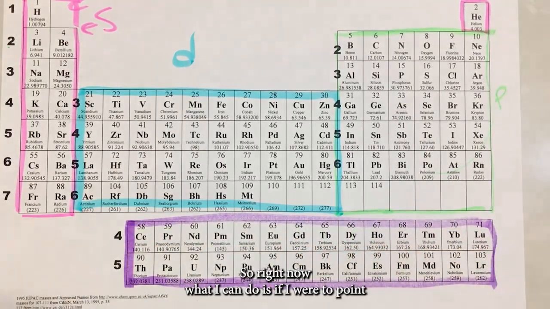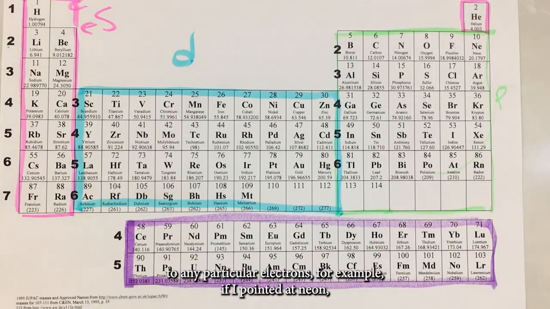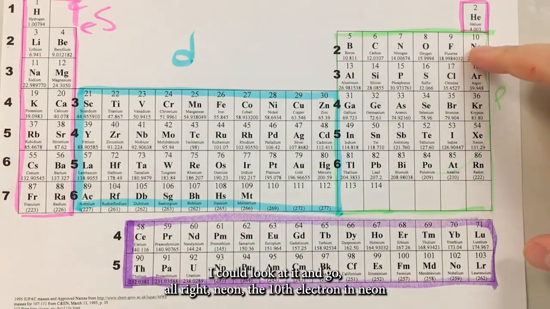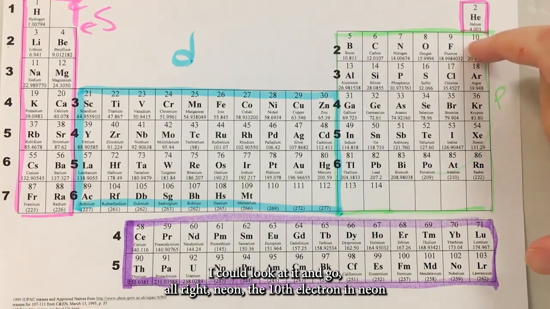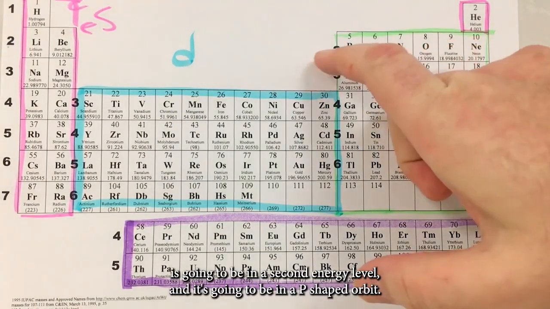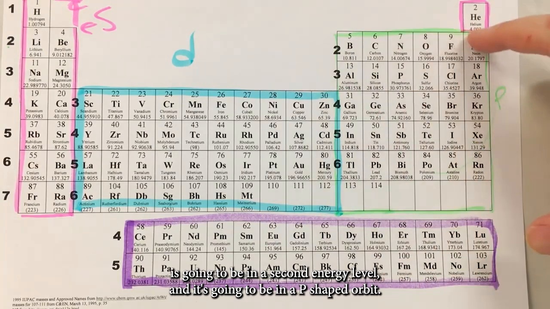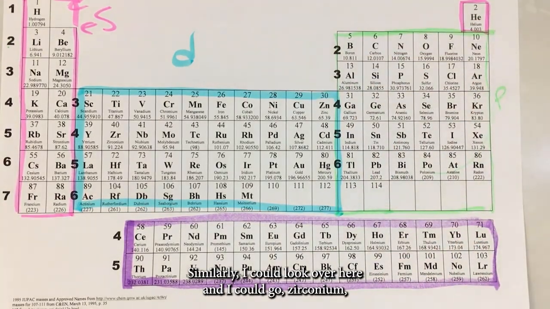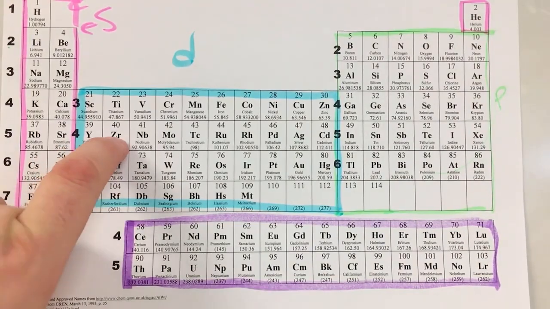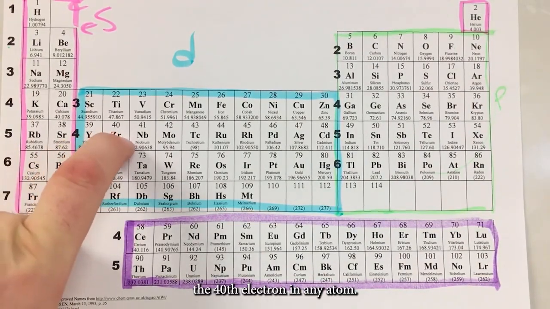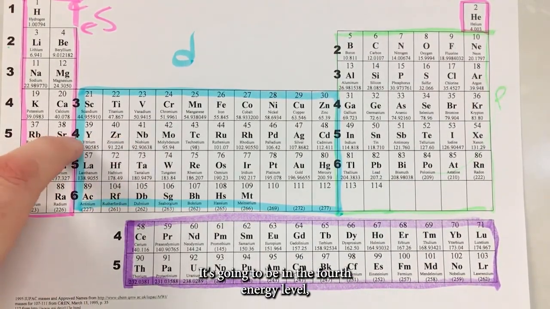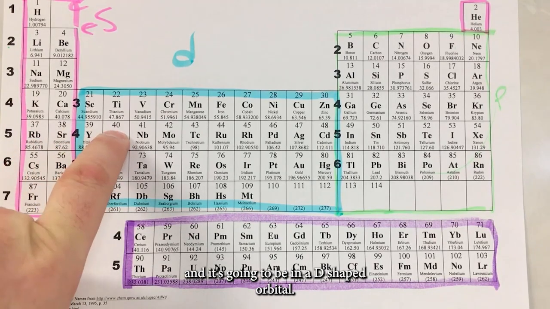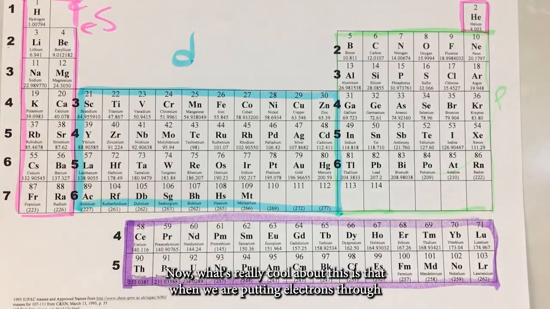Right now, if I were to point to any particular electron, for example, if I pointed at neon, I could go, all right, the 10th electron in neon is going to be in the second energy level, and it's going to be in a p-shaped orbital. Similarly, I could look over here at zirconium. The 40th electron in any atom is going to be in the 4th energy level, and it's going to be in a D-shaped orbital.